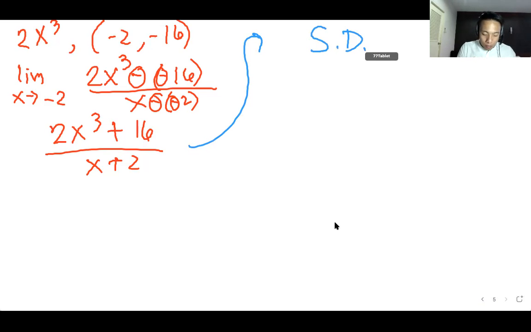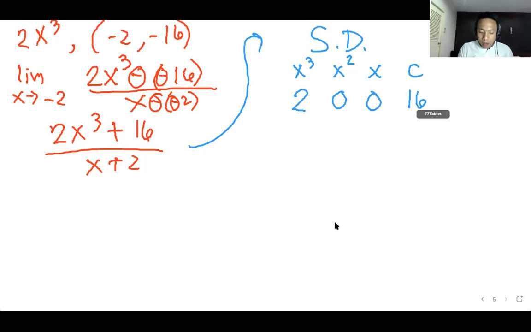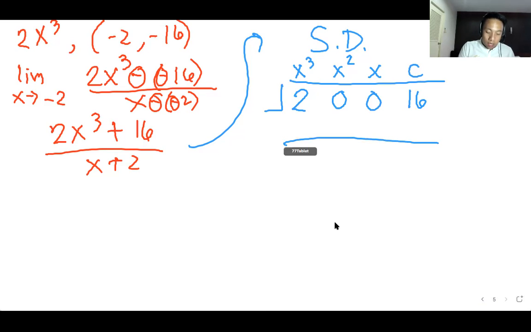So still, we will use the synthetic division. Okay? So I will copy the x cubed, so you can see how I will do it. Then the constant. X cubed, we have 2. X squared, we don't have any number. X, we don't have any number. Our constant, which is 16. Okay? Just so you can see how I got it. Now, since we already have a clue here, I can use that one to find the other factors.